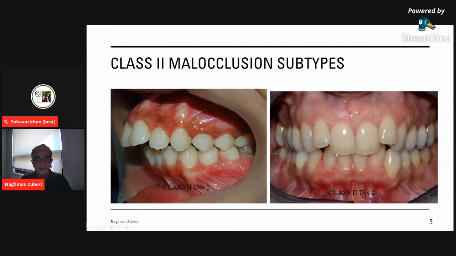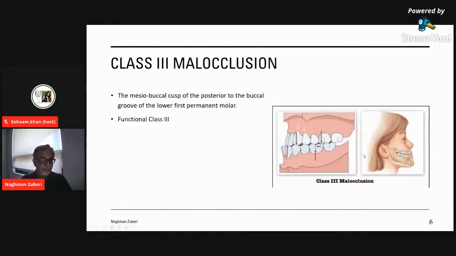Whereas class 2 division 2 is a situation where either all the incisors are retroclined, or else the central incisors are retroclined and the lateral incisors are proclined. This is basically a very typical type of class 2 division 2, where the central incisors are retroclined and the lateral incisors are proclined, with a class 2 molar relationship.